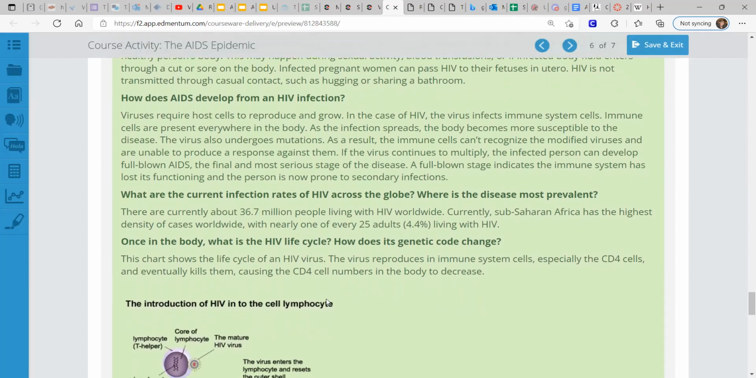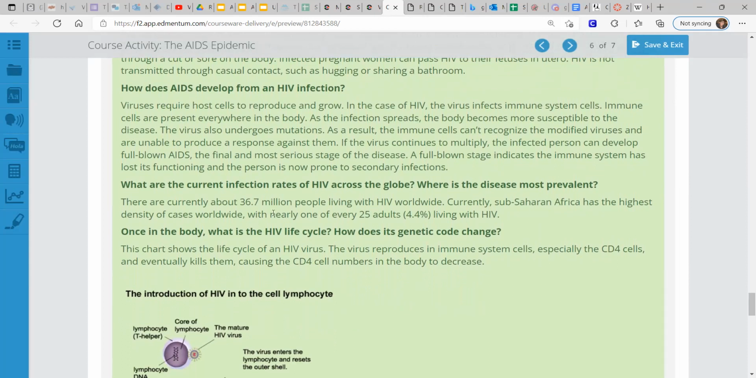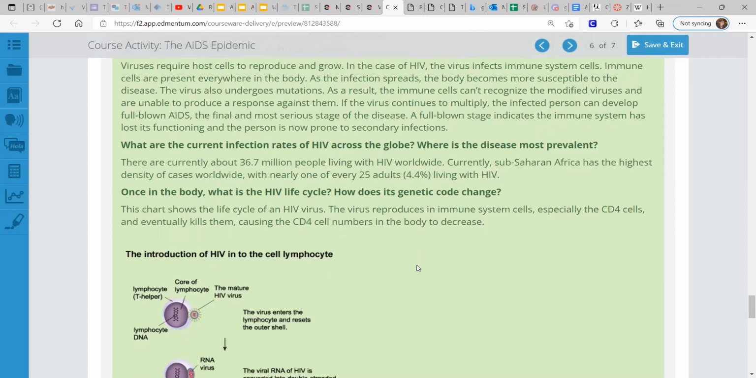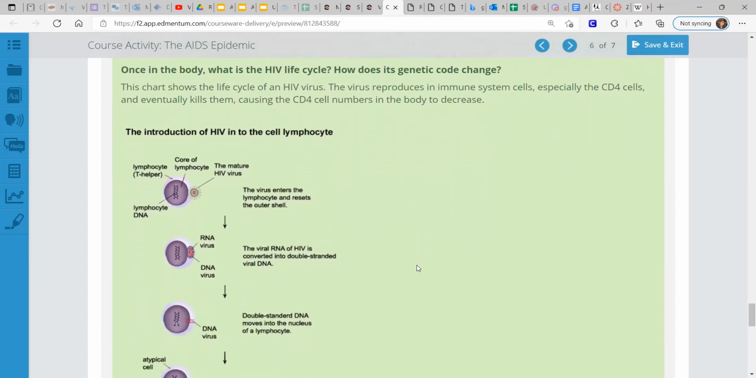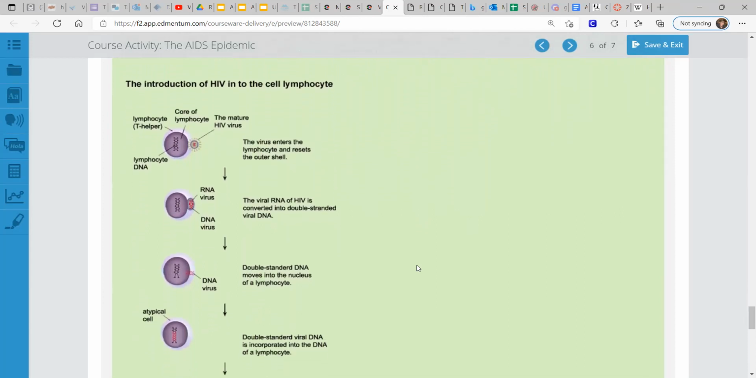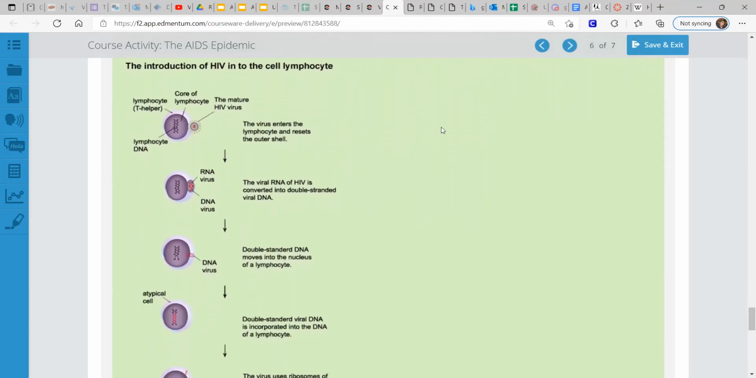What are the current infection rates? There are currently about 36.7 million people living with HIV worldwide. Sub-Saharan Africa has the highest density of cases. 1 in every 25 adults lives with HIV there. And then this is the life cycle. And how does its genetic code change? That's a good infograph.